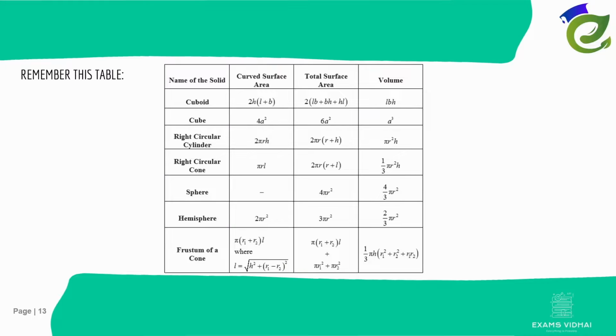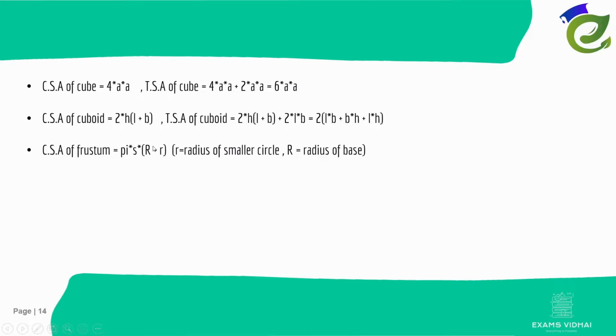As I discussed here, they are written pointwise. Cube: curved surface is 4a square, total is 4a square plus 2a square, which is 6a square. For the cuboid, curved surface is 2 into h of L plus B, and total has 2 into L plus B taken as common. Curved surface of a frustum is pi into S into R plus r. We know that the curved surface of a cone is pi into S into R plus pi s of r. r is the radius of the smaller circle. We have two bases for a frustum, one smaller base and one bigger base. R is the radius of the bigger base.